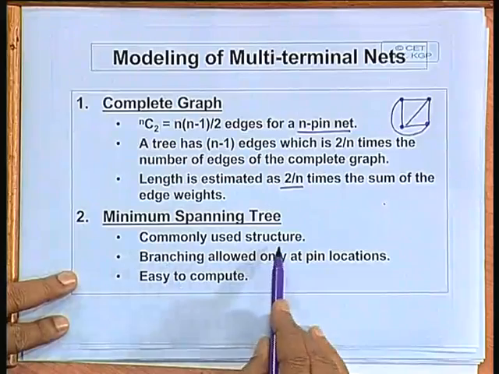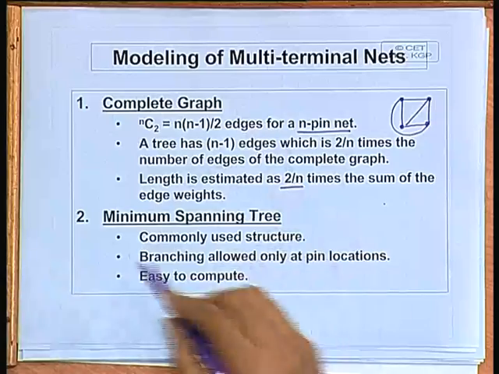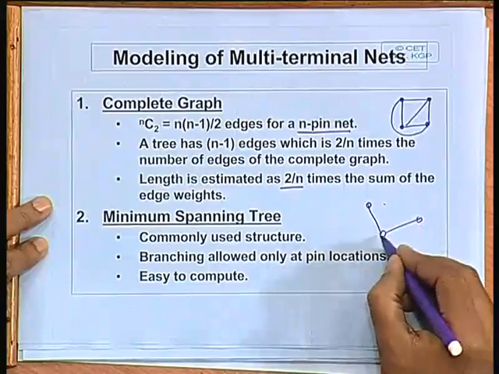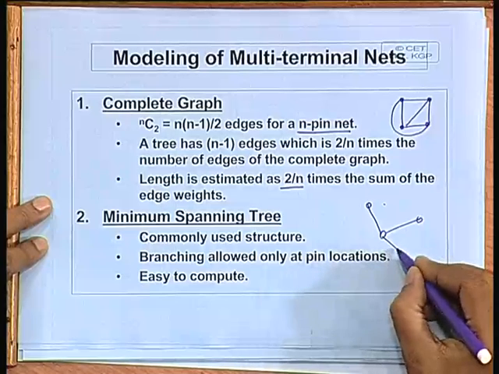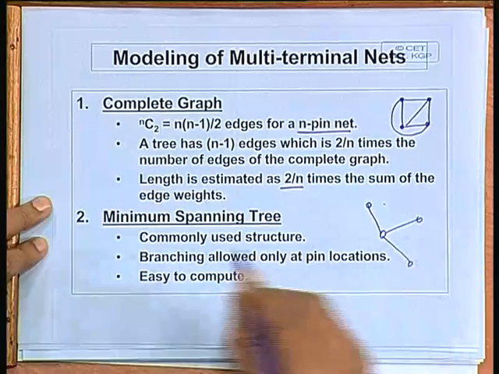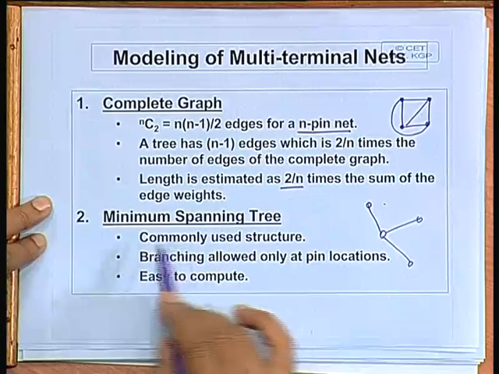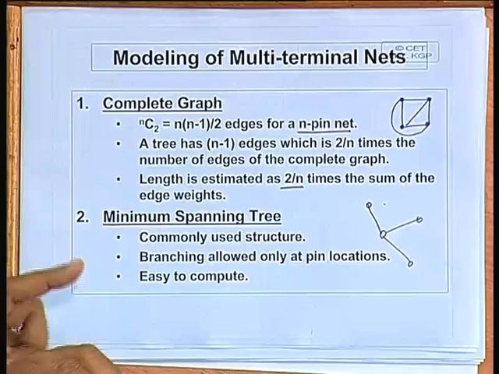Minimum spanning tree is a commonly used structure. Here branching is allowed only at pin locations, just like a tree. When you construct a tree, edges can only come out from the vertices. You cannot take an edge out from the middle of an edge. This is the characteristic of a spanning tree. There are many algorithms for finding a minimum spanning tree. You can just use any one of them. This is also easy to compute.